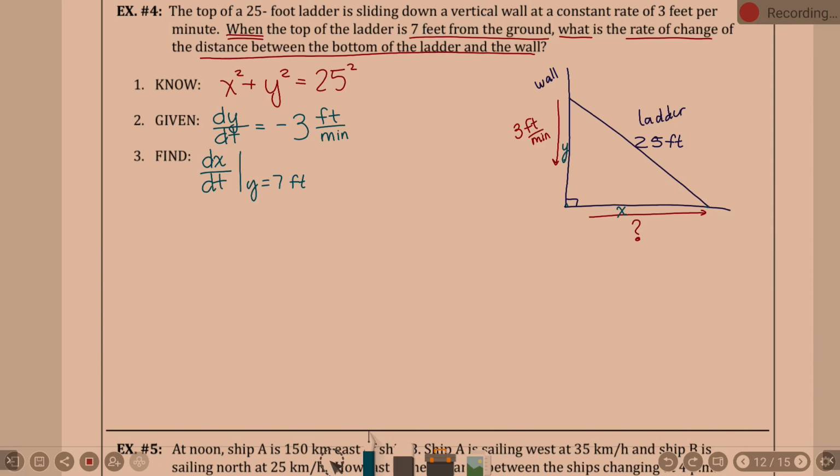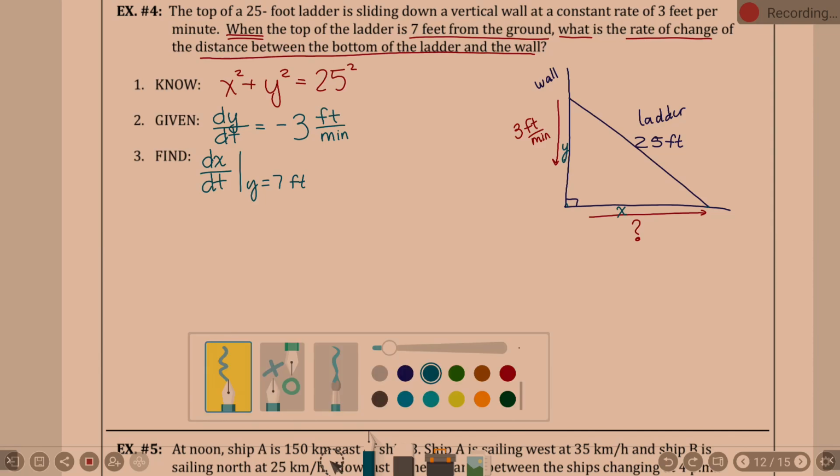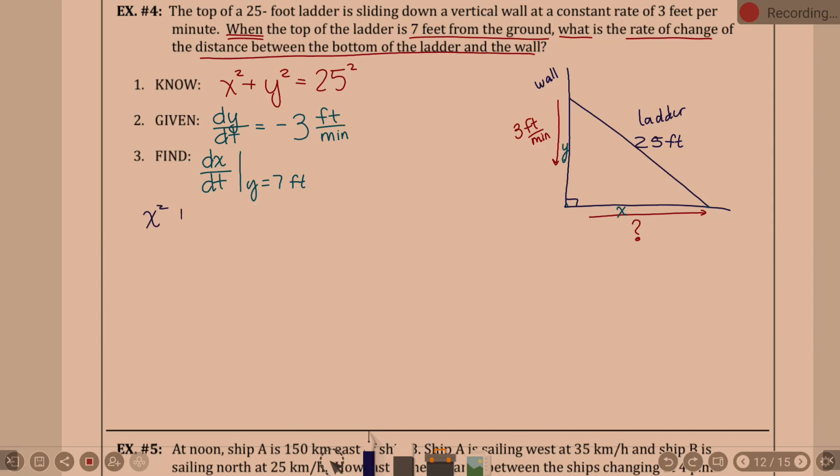Take your equation, x squared plus y squared equals 25 squared, and differentiate. The derivative of x squared is 2x times dx/dt, plus the derivative of y squared, 2y dy/dt, equals the derivative of 25 squared, which is 0.